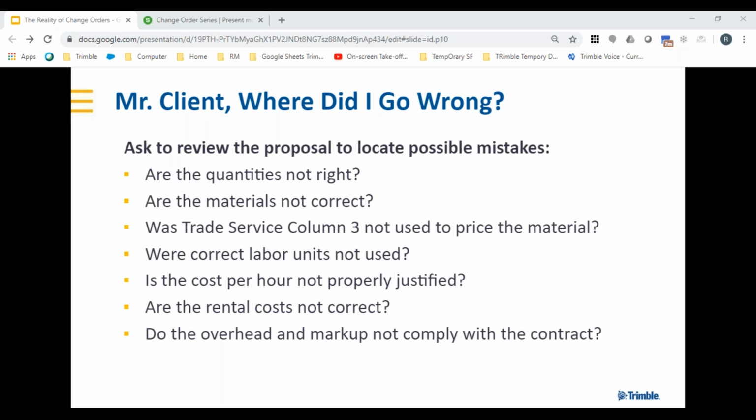Here are some of the quick things that you can do to shift that power. Ask the client to tell you what's wrong with this, not just the price. Are my quantities wrong? Dissect it. Are my materials not correct? Did we not use the column 3? And like I said, the empowerment you have with this is if you made these attachments in your contract, there's no argument to these values now.